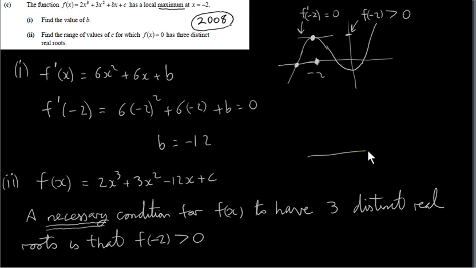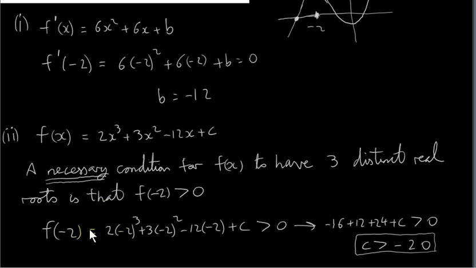As I explained earlier, and I'll just explain it again quickly, if f of minus 2 is positive, we could still have this situation. F of minus 2 is positive here, but you see we've only got one root. But it's a necessary condition. So we'll take care of this condition first of all, and then we look at other conditions that we need.